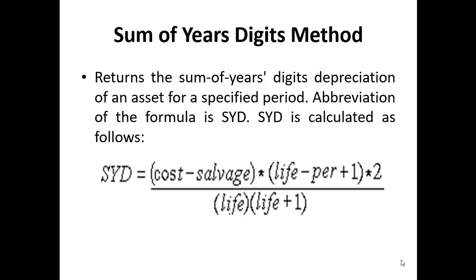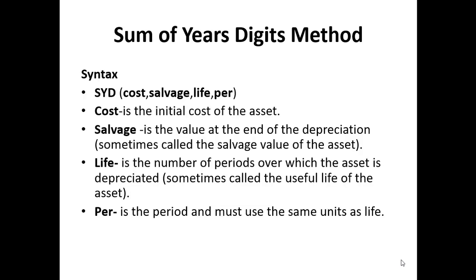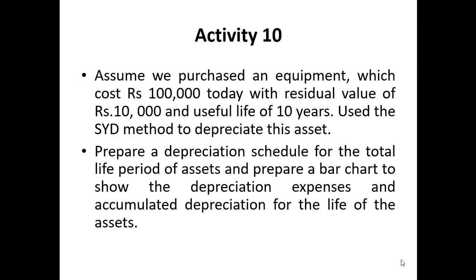Right. So now we will see how to do this sum of years digit method. Using the example, before that we may discuss the syntax. The same set of information: cost is there, salvage is there, life is there, period is there. So nothing to explain, so we may go straight to the exercise. The same exercise, 100,000 cost, 10,000 salvage value, and 10 years. So you have to prepare the schedule and thereby the charts.